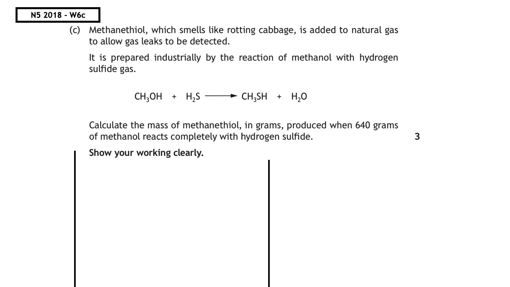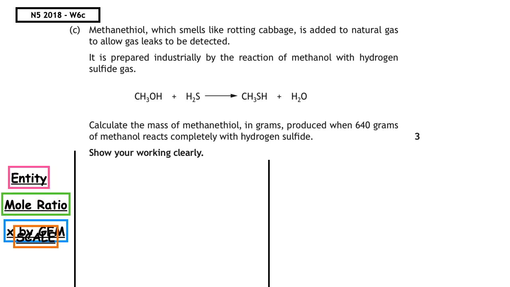This question's from the National 5 2018 Written 6C. Scanning the question, we can see that we've got a balanced equation and that we've only been given one piece of information, which is the mass. So we're going to do our mass to mass balanced equation type of calculation. Remember, entity, mole ratio, unit, scale.